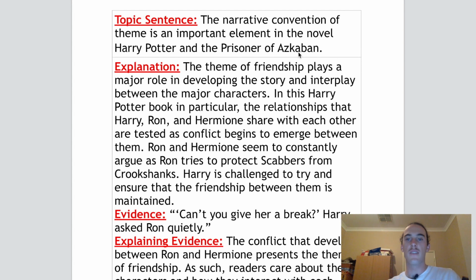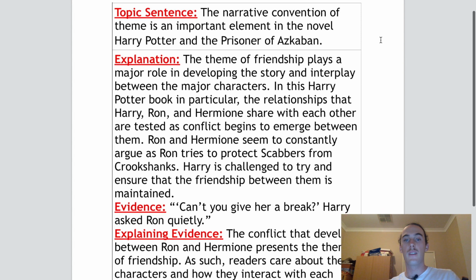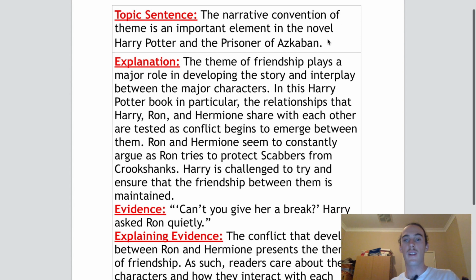So my topic sentence is: the narrative convention of theme is an important element in the novel Harry Potter and the Prisoner of Azkaban. Okay, nothing crazy. It's very clear what my paragraph is going to be talking about. It's very clear what my focus is, but I still need a little bit more detail to actually answer the question. Also notice how I'm using key terms that would have been in the question, like narrative convention, using the title, theme, novel, all these key words.